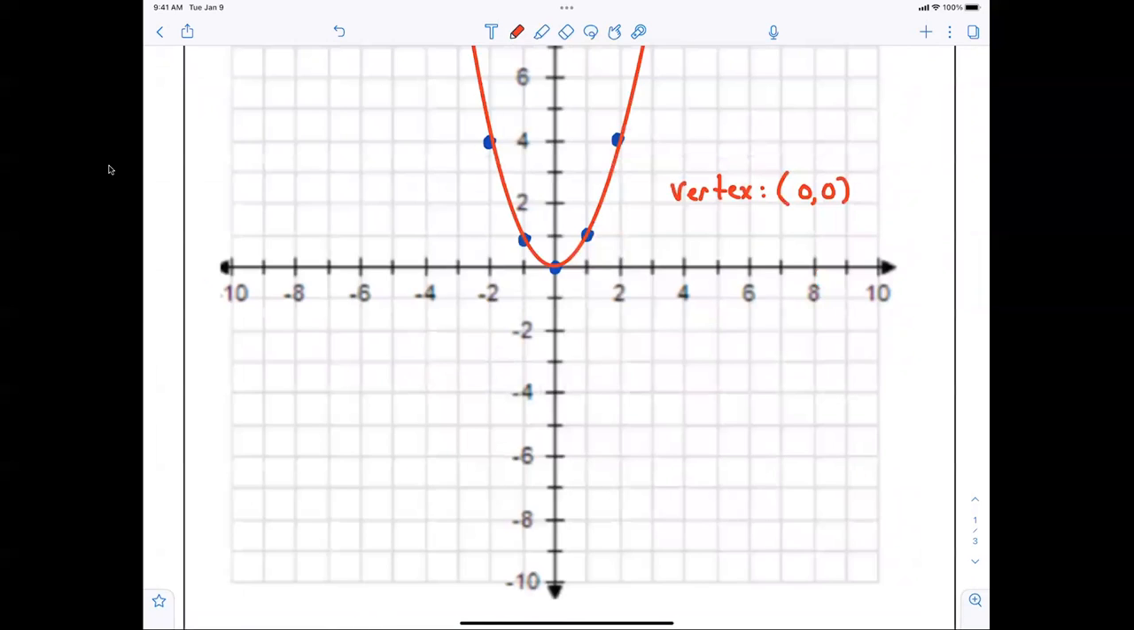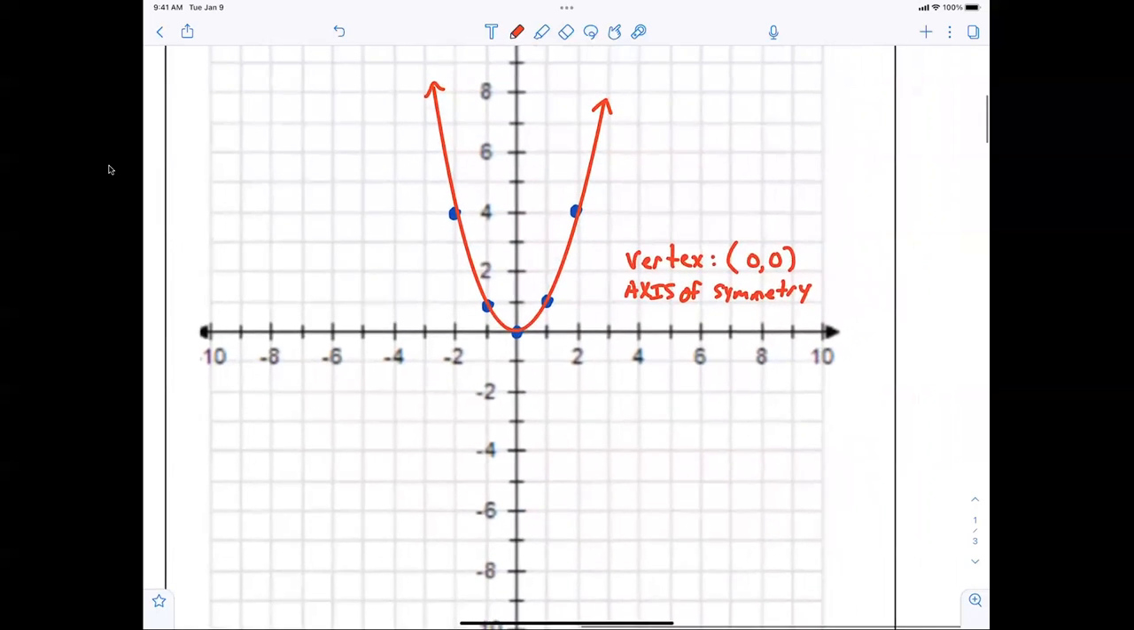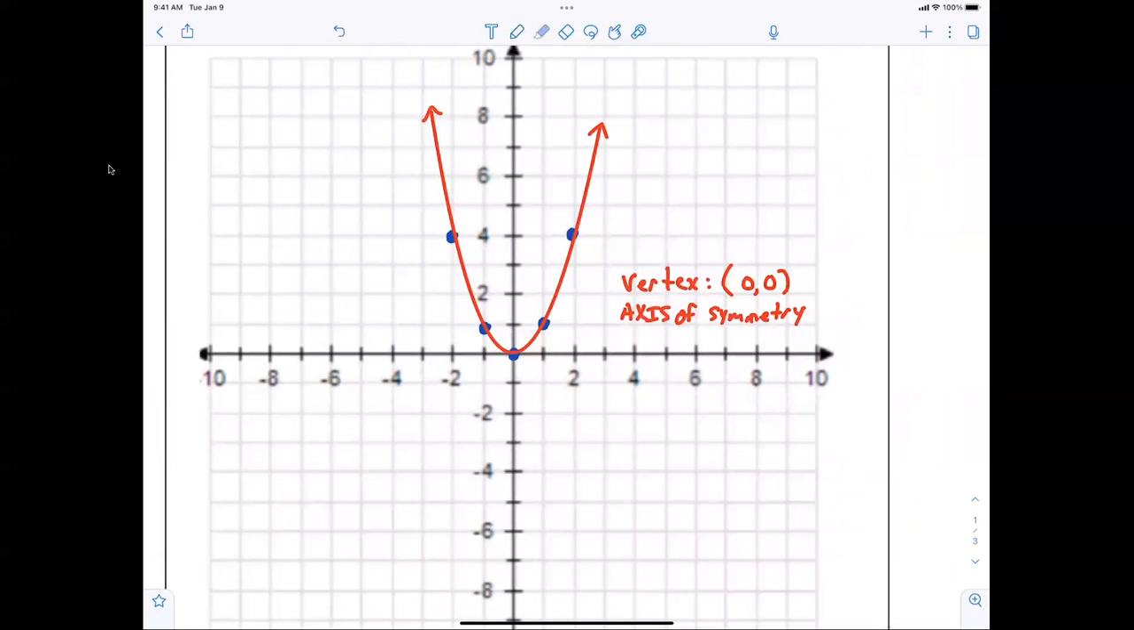Now, there's also something called an axis of symmetry. The axis of symmetry is the line that goes through the vertex. So in this case, that is the axis of symmetry. The reason why they call it the axis of symmetry is because everything on the right is also on the what?